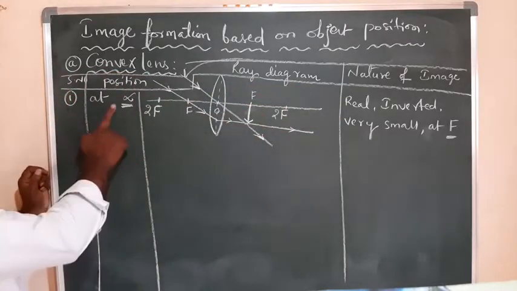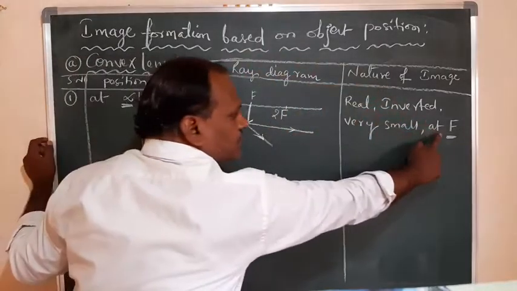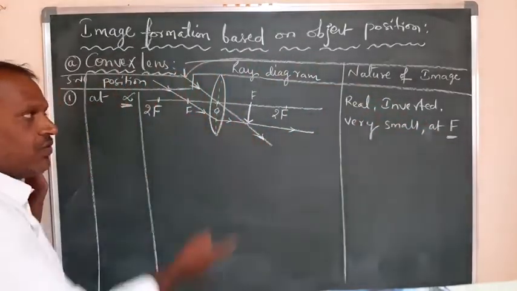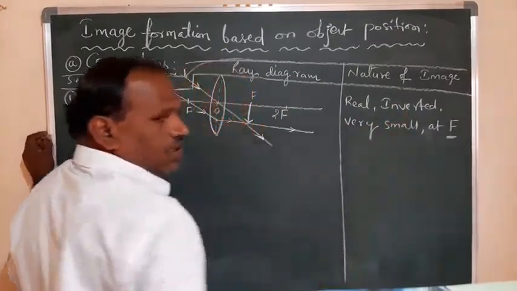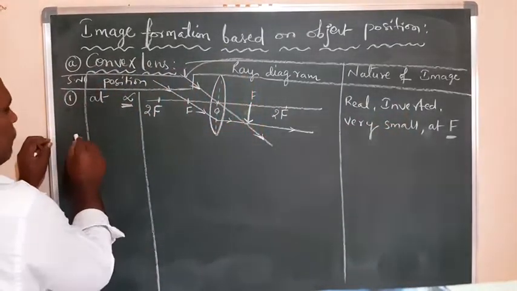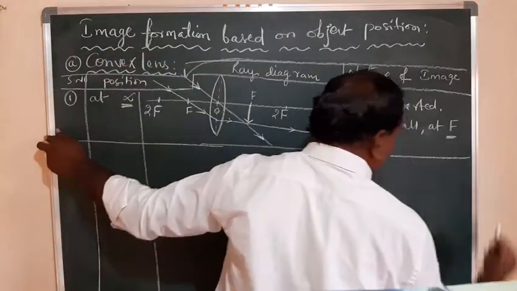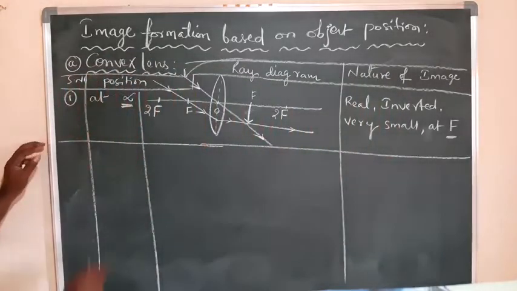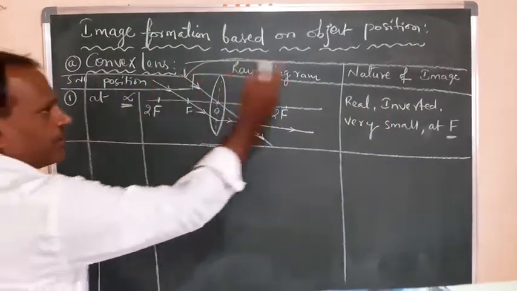So first, the position of the object is at infinity. Where do you get the image? At the focus. And what is the nature of the image? It is a real image, inverted image, very small, and it will form at the focus. This is the first observation. So this is the first one: when the object is at infinity, the image position, ray diagram, serial number, and nature.